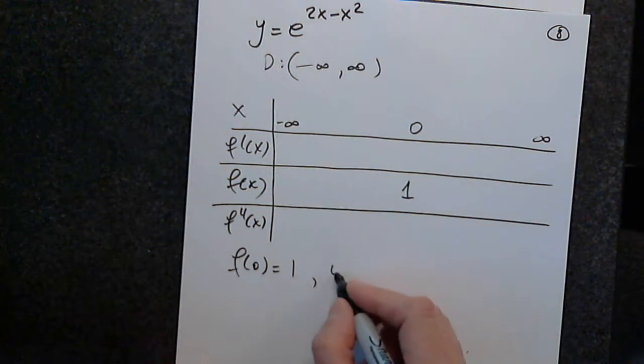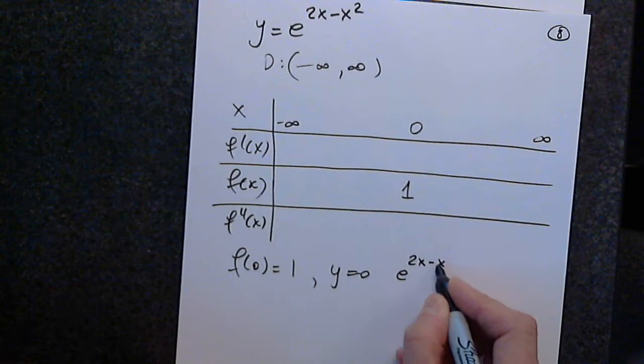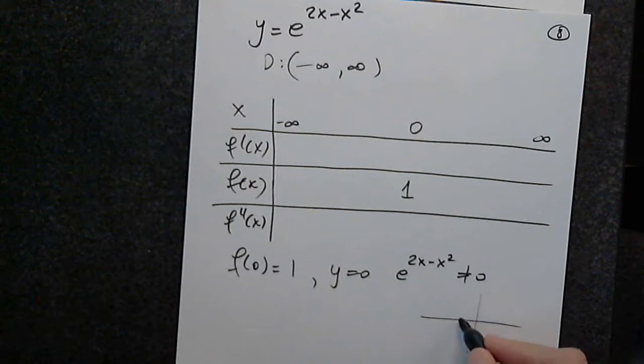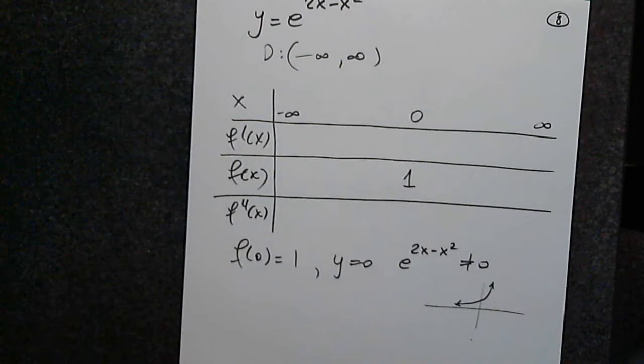Now, there is no point in writing y equals 0 because e to 2x minus x squared will never be 0. We know the graph of e to the x. It will never touch 0, right? Even if the power is positive, it will look like this. If the power is negative, it will look like this. It will never touch the x-axis. If it had an x in front, I could have said x equals 0. But e to a power is never 0, ever. The limit may be, but there is no x-intercept.